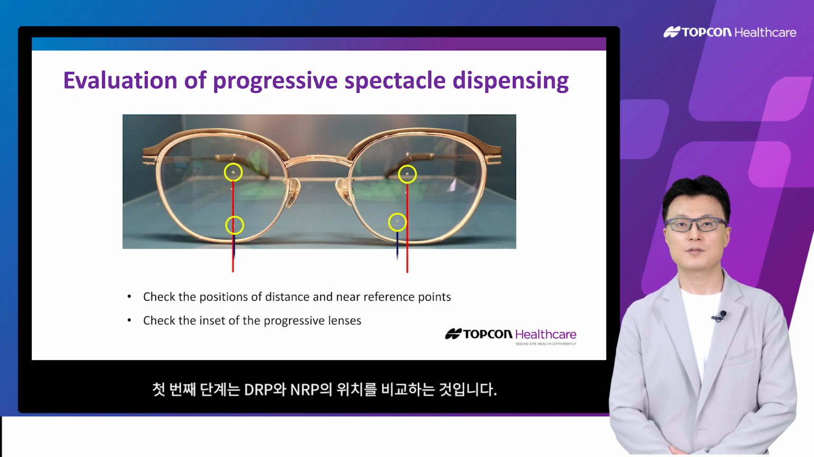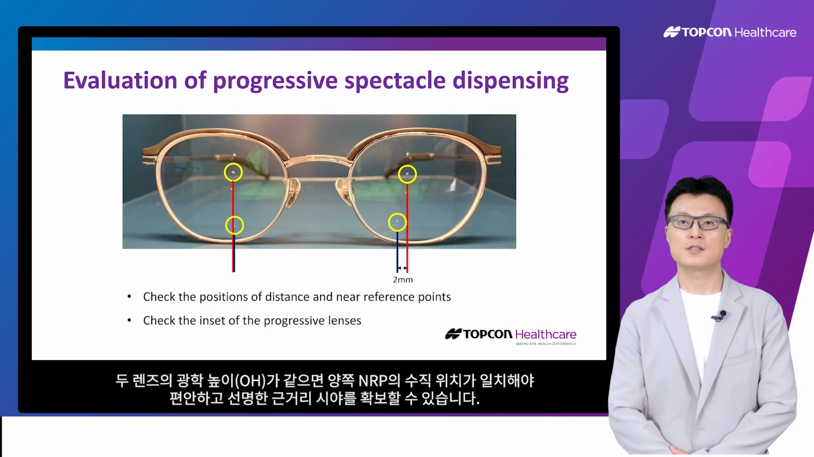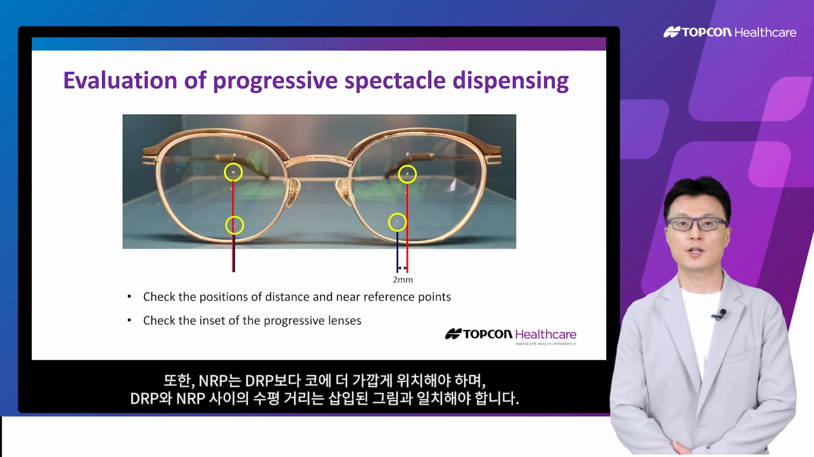The first step is to compare the positions of DRP and NRP. If the optical heights are the same for both lenses, the vertical position of the NRP should match on both sides, ensuring comfortable and clear near vision. Additionally, the NRP should be positioned closer to the nose than the DRP, and the horizontal distance between the DRP and NRP should correspond to the inset.